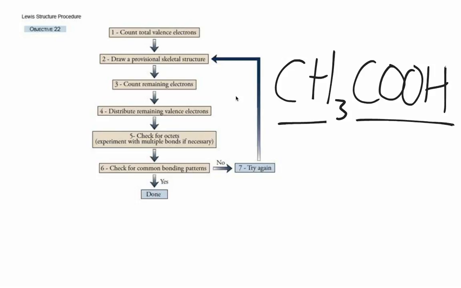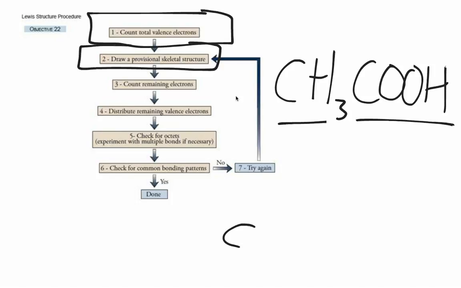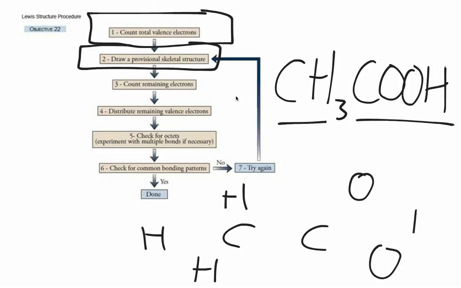Well, what we do is look up the elements, count their total number of valence electrons, and draw a provisional skeletal structure, so that means you draw the elements out. You have the total number of electrons that are there. Now I'm going to put things around it, because the carbons are probably going to be in the middle. I'll start attaching them. There must be a bond there, bond there, bond there, bond there, bond there. Bond there, maybe a bond there, I don't know.